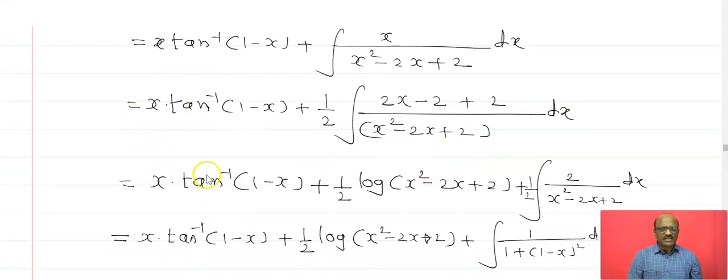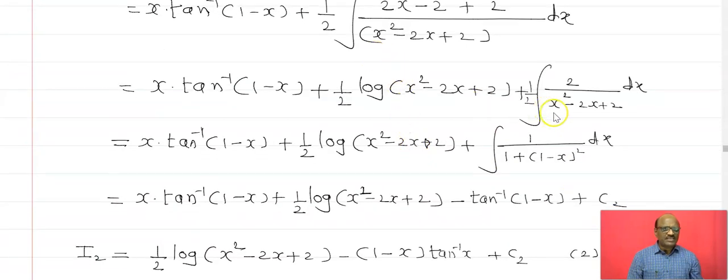Therefore you will get x tan inverse in bracket 1 minus x plus 1 upon 2. Now integral, that is 1 upon 2 integral 2x minus 2 upon x square minus 2x plus 2. What about its integral? f dash of x upon f of x. Its integral is log of in bracket x square minus 2x plus 2, plus 1 upon 2 integral this 2 upon this whole quantity, which is x square minus 2x plus 2. We have to integrate this. Now these 2 will get cancelled and you will get integral 1 upon.